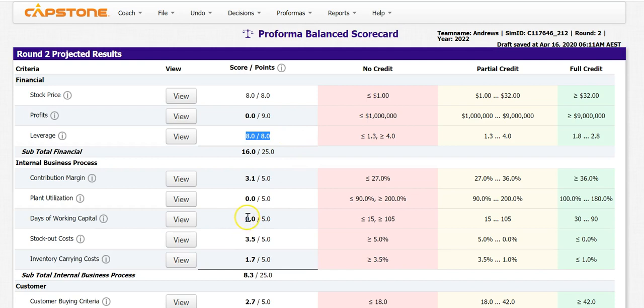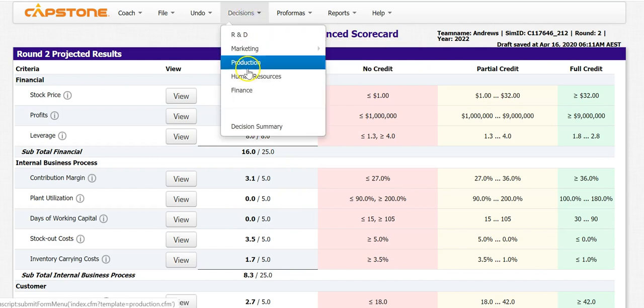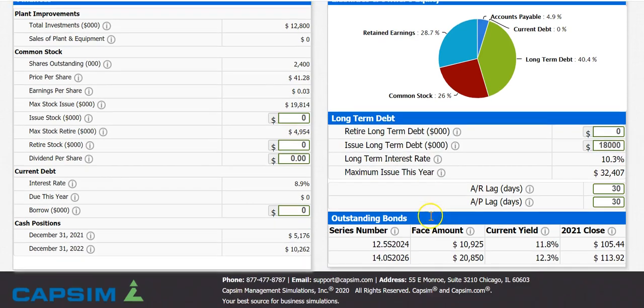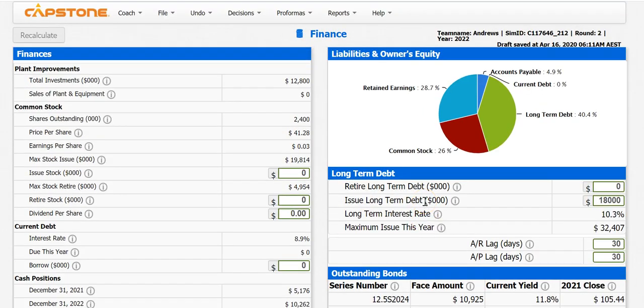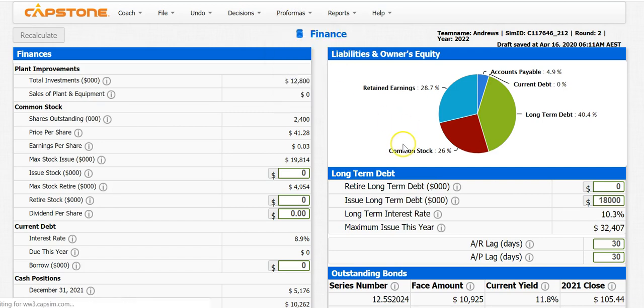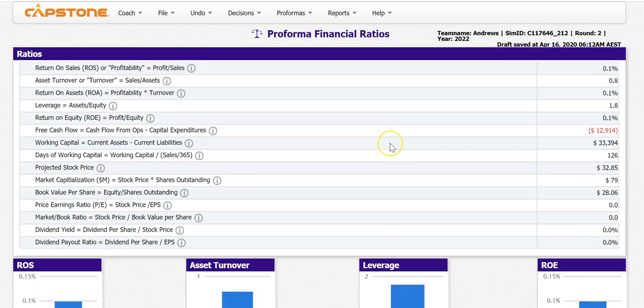But I do still have a problem down here with days of working capital. So I've kind of fixed one thing, and then I get into trouble with another thing. So let's have a bit of a look at days of working capital now, and see what we might be able to do to get both of these numbers looking better. Let's go back up to the Proformas again, and have a look what the formula is for days of working capital. This is how you can figure things out. If you're an accountant or a financial manager, you'll know what this means. You know exactly what you need to do, but we're not.